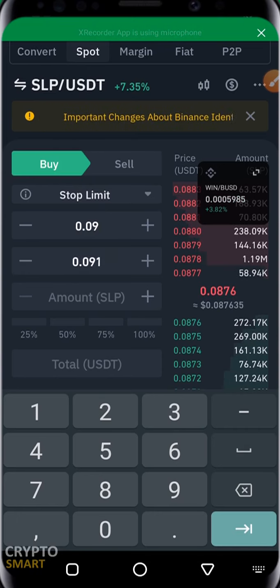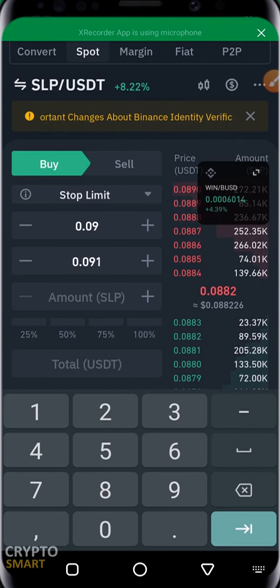Alright, so I'll put a limit buy to buy this coin at 0.091 because I've actually done my due diligence research. I've done the analysis that is involved. I've plotted all my graphs, I've checked the charts, and I know that nothing can go wrong at this instance. Okay, so that is when you use a stop limit order to buy a coin.